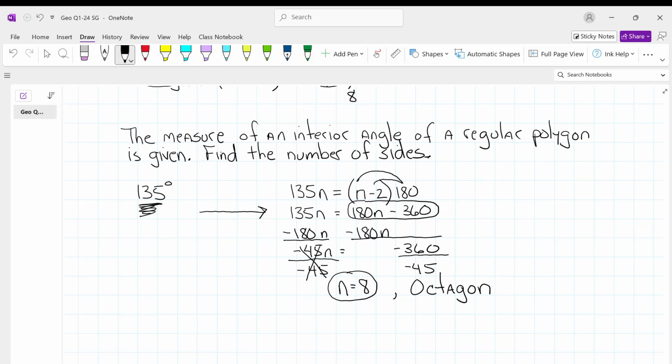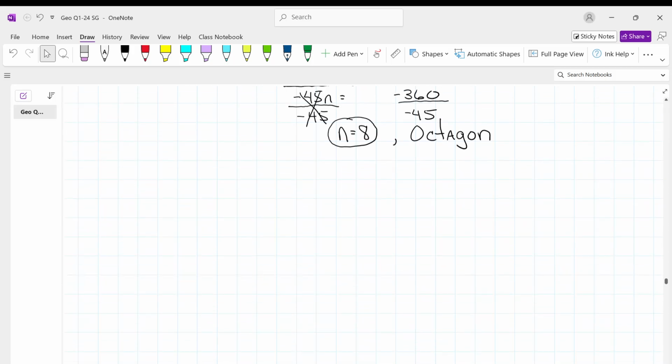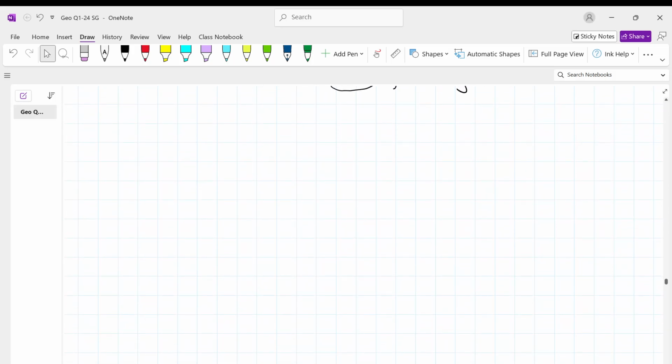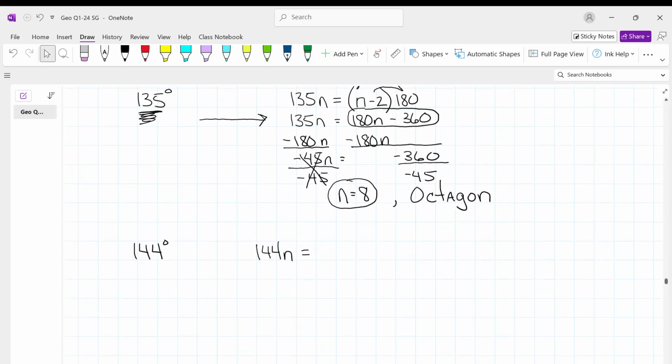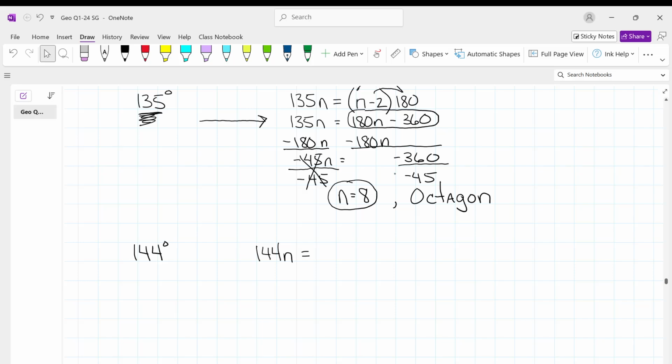All right, so let's try that once. Let's try finding the number of sides of a regular polygon if each angle measure is 144 degrees. So we'll take 144n and set it equal to 180n minus 360.